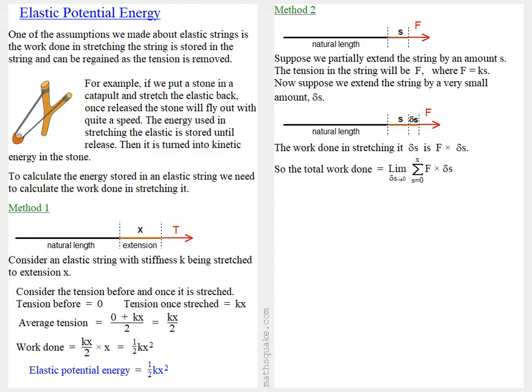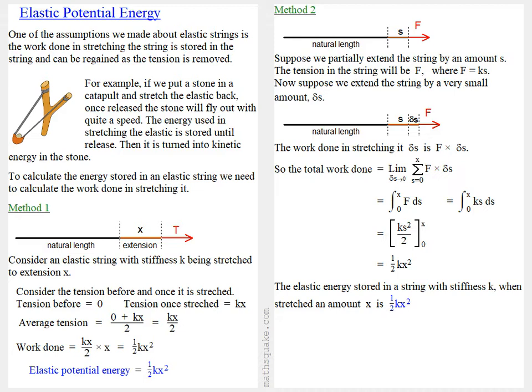Now we want the sum of all such small stretches, but we also want the limit as delta s tends to 0. And so that is actually the integral of F ds between the limits 0 and x. But F is equal to Ks, and so we want the integral of Ks ds between 0 and x. Well, when we integrate Ks, we get Ks squared over 2 between the limits 0 and x, which gives us a half Kx squared. So the elastic energy stored in a string with stiffness K when stretched an amount x is a half Kx squared.